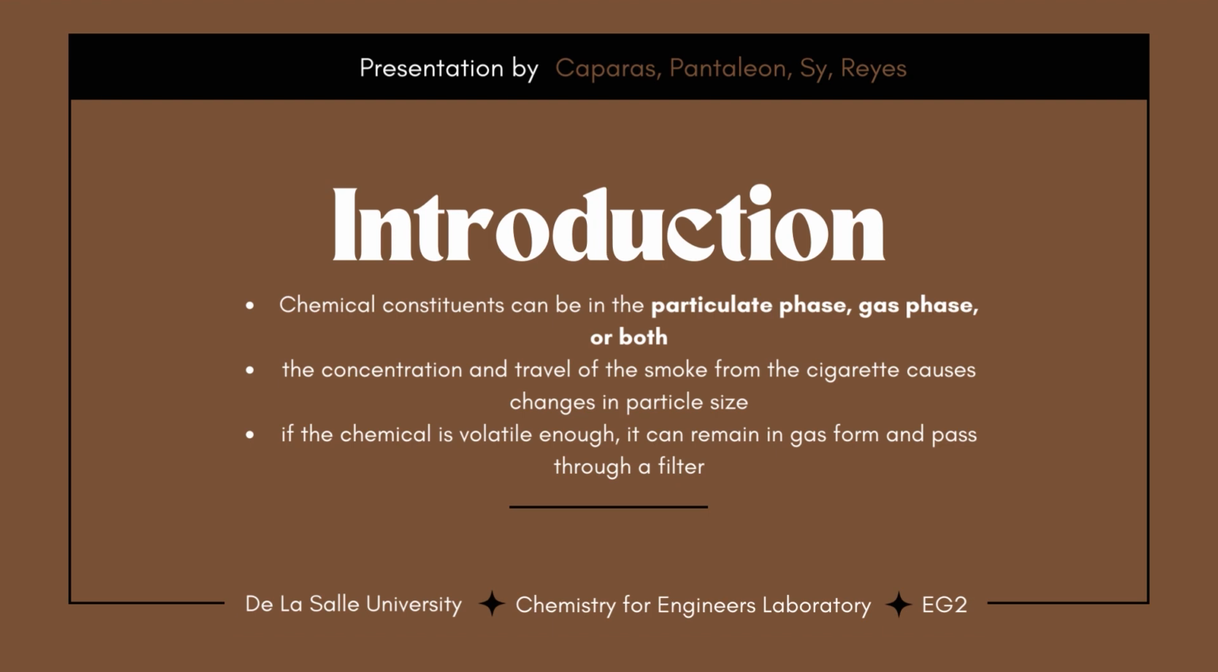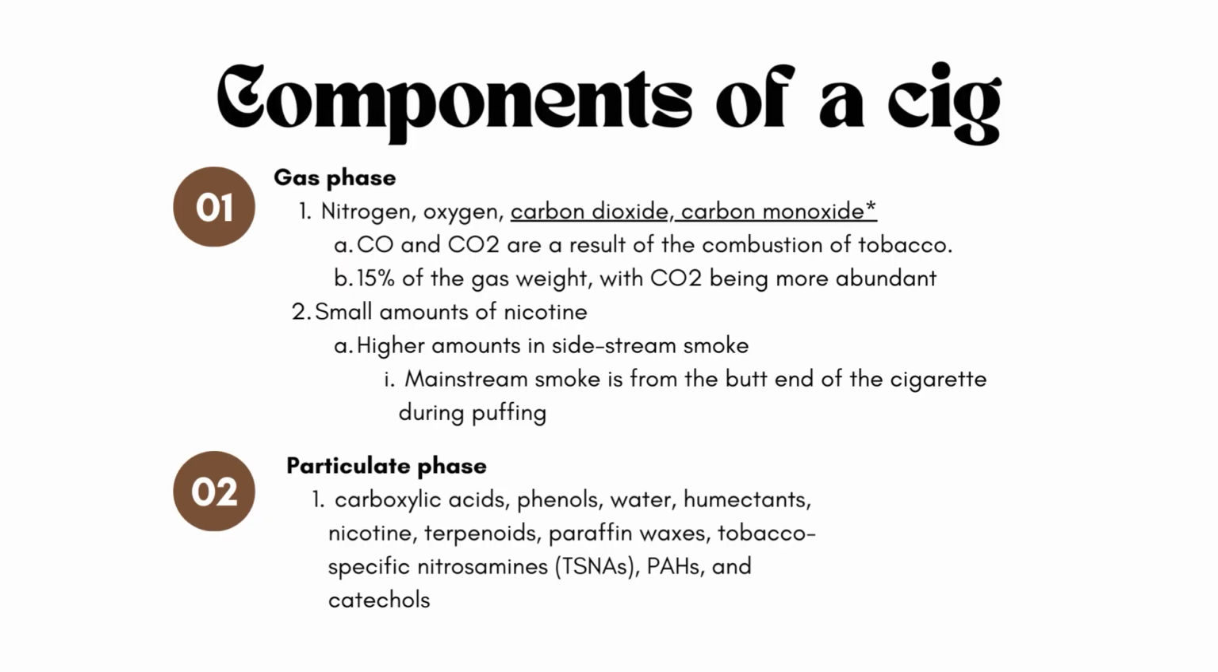Chemical constituents can be in the particulate phase, gas phase, or both. Chemicals can pass through these different phases. The concentration and travel of the smoke from the cigarette causes changes in the particle size. If the chemical is volatile enough, it can remain in gas form and pass through a filter. This filter gets wet during the first few puffs of the cigarette. Thus, some chemicals may adhere.